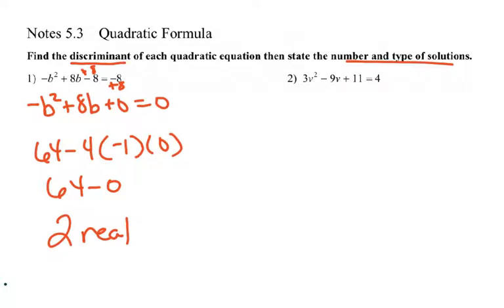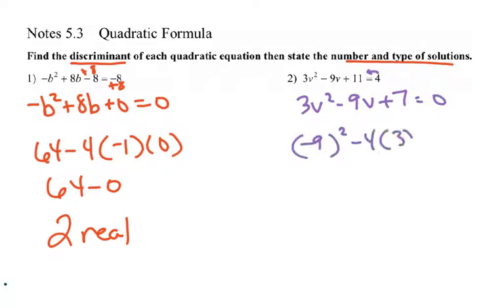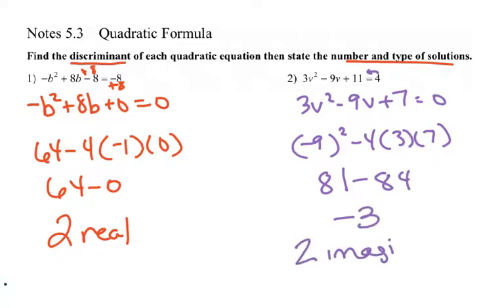Number 2, I'm going to get the 4 on the other side, so I'm going to have 3v squared minus 9v and then 11 minus 4, so plus 7. So I'm going to have b squared minus 4 times a times c. So I'm going to have 81 minus, and then 12 times 7 is 84. And so that's going to give me negative 3, so that's going to be two imaginary or 0 real solutions. Okay, so that's how you use the discriminant to tell you.